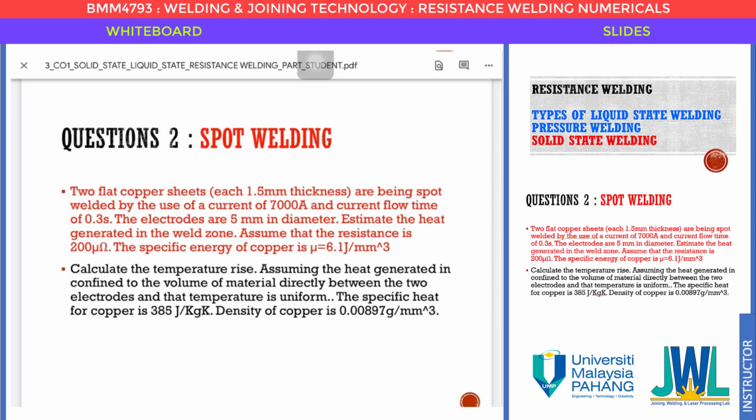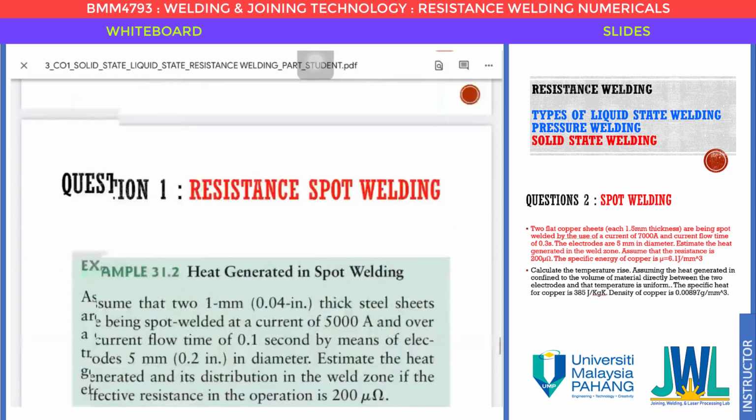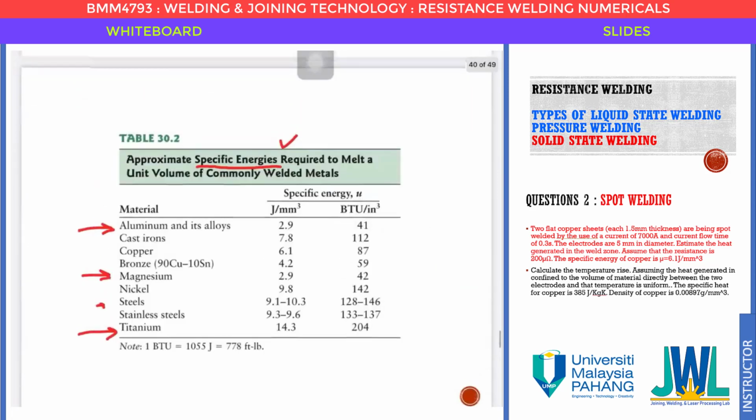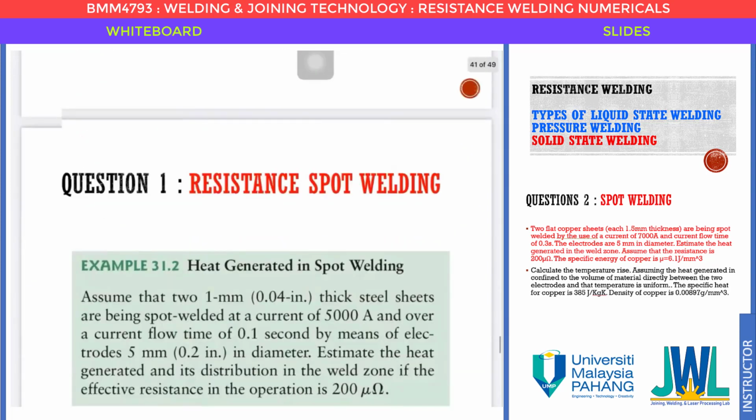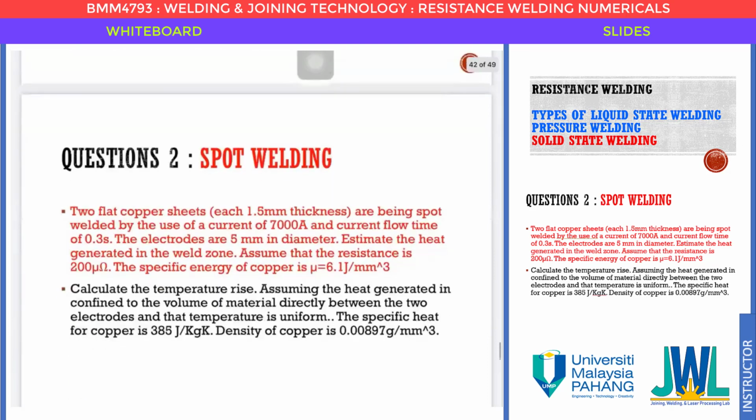But let's say in the exam, I don't give you the specific energy, I give you this table only. Okay, this specific energy table. So you need to go and see where the copper is. So this copper is here. Copper's specific energy is 6.1. So you're going to take this value in the solution. So this is part A.